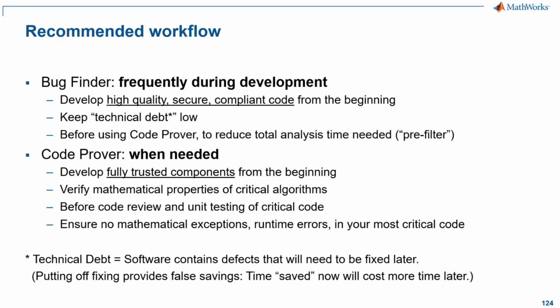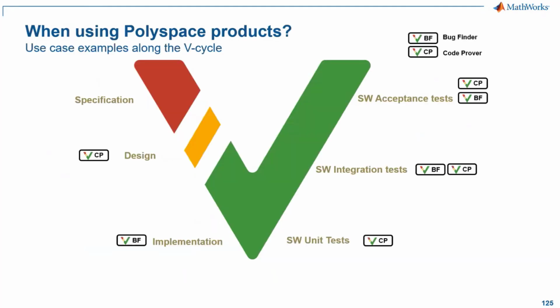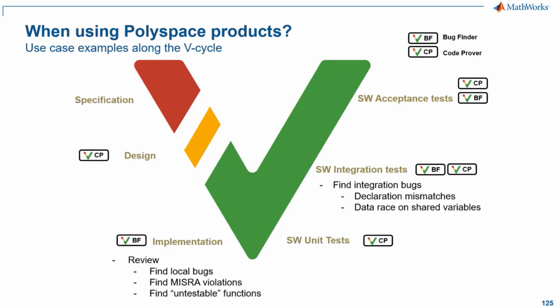Yeah, so that means you can use it at the end of the verification, maybe once per week in your pipeline or your Jenkins, for example. If we take the V cycle, for example, where could you apply Polyspace Bug Finder and Polyspace Code Prover? The implementation phase is where we recommend you start with Bug Finder. Also in the integration phase, because Bug Finder scales well with very large code, and it can help you find, for example, declaration mismatch at the different interfaces.